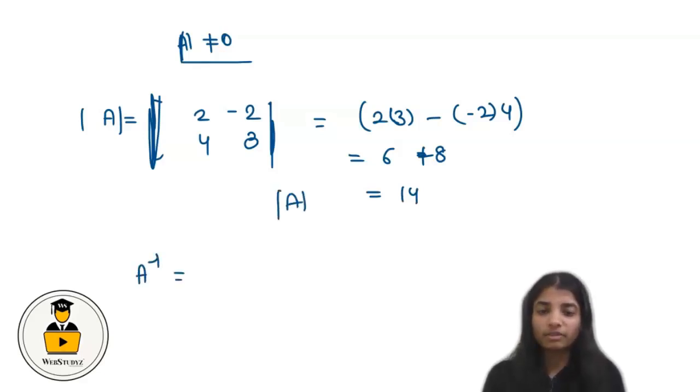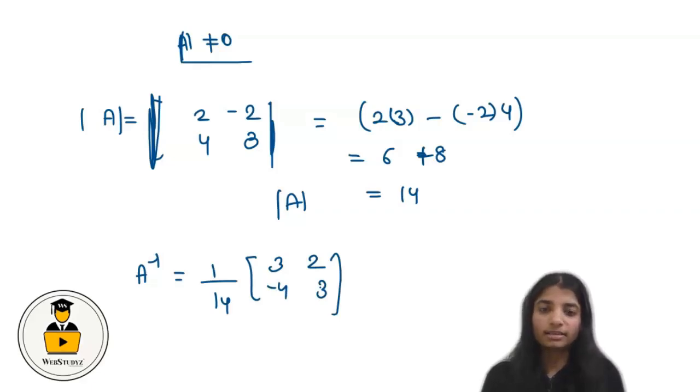So A inverse is equal to 1 divided by the determinant of A, that is 14, multiplied by the adjoint matrix. So the adjoint matrix is [3, 2; -4, 3].